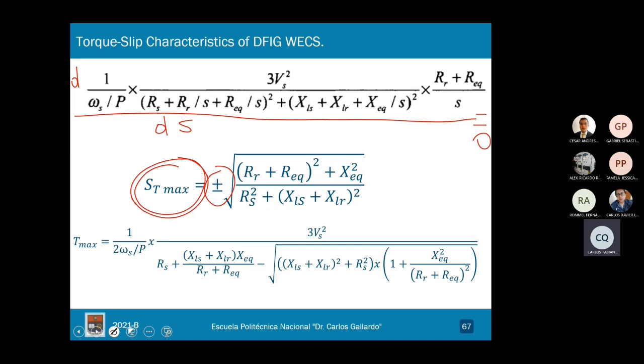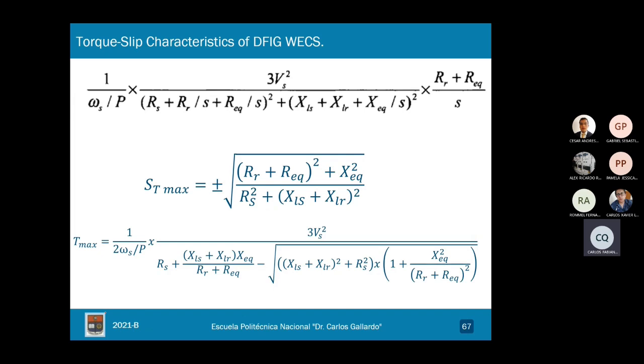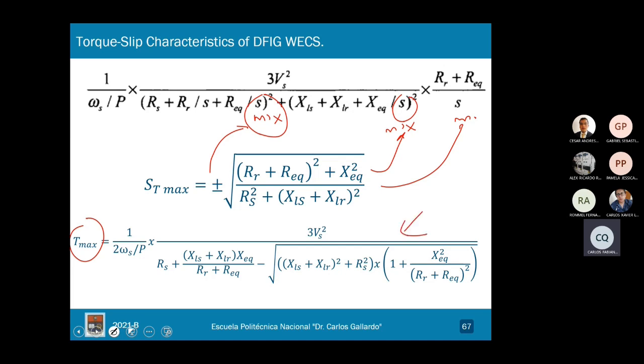Substituting the maximum slip here, here, and here, I will get the maximum torque. And this is the final formula to compute the maximal torque. This maximal electromagnetic torque is a function of the reactances and the resistance, and besides the number of pole pairs, the stator frequency, and the stator voltage.